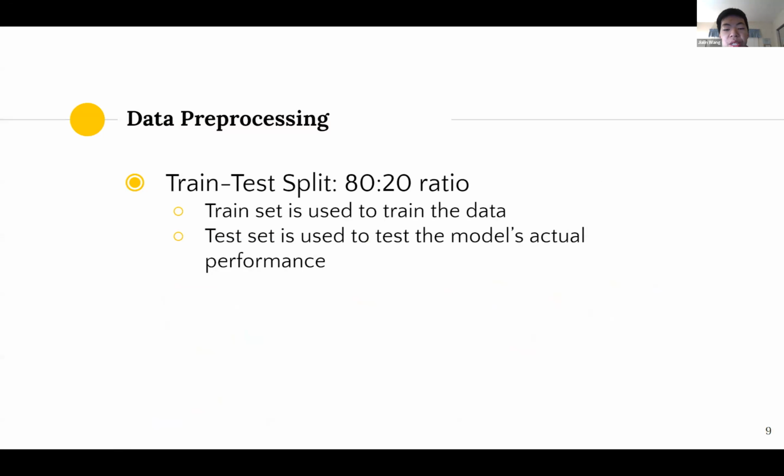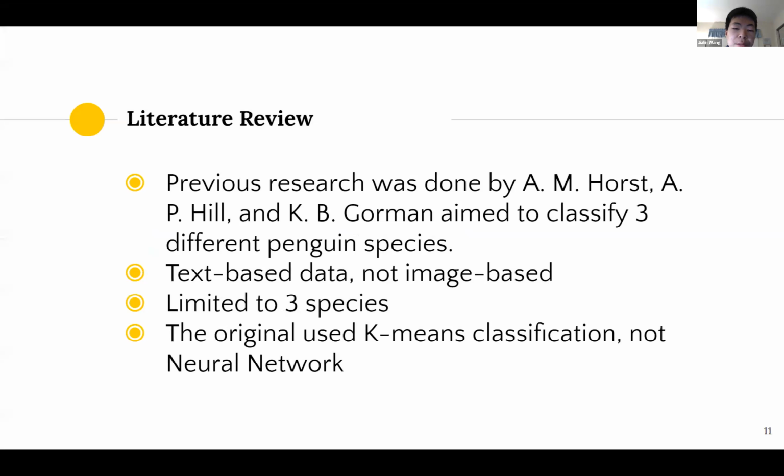And the train test split is set to a ratio of 80-20, which means that the whole data set is split into two sets. The training set is used to train the machine learning program, while the test set is used to test the validity of the results. So basically, we want to make sure that the model is applicable to as many examples as possible while maintaining the highest accuracy. And there is some previous research done on the topic of bird identification with machine learning.